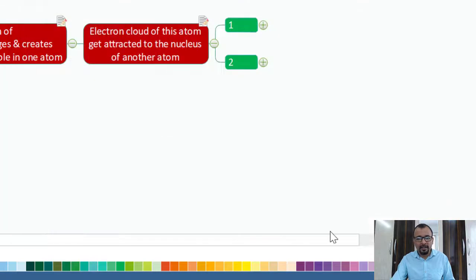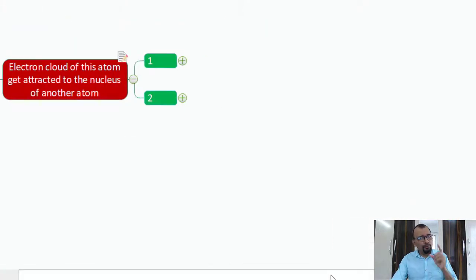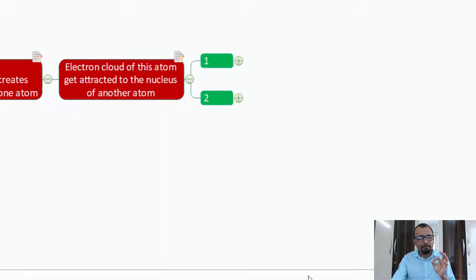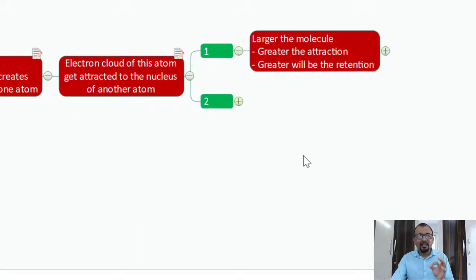So let us move ahead. On which parameters does this London dispersion force really depend? And here is the first point. The larger the molecule, the greater the attraction. What is the force strength here? The bigger the molecule, the bigger the London dispersion forces. And the bigger the London dispersion forces between two molecules, the longer these two molecules are going to be retained.